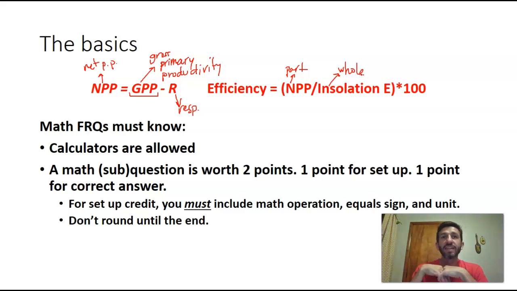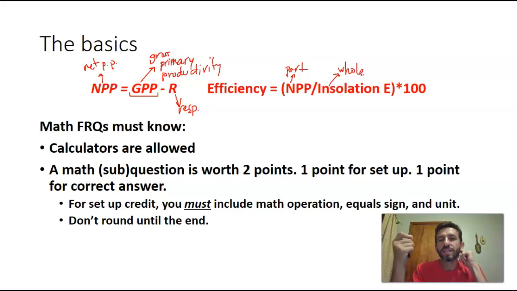Okay, now in the AP exam, you will for sure have a math FRQ. It's like guaranteed. You have 3 FRQ questions. The last one most likely will be math. Okay, so a couple of things you should know. Calculators are allowed, so hooray, that's awesome. A math question or a sub question, and by that I mean like A, B, C, D, whatever, is always worth 2 points, every time. 1 point for the setup, including the units, so you have to show your work, and 1 point for the correct answer.